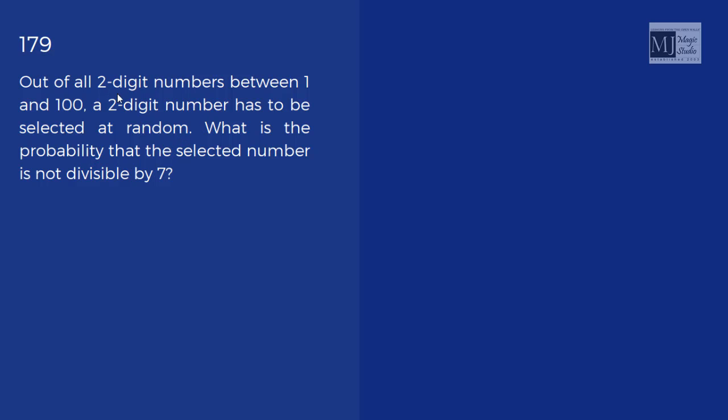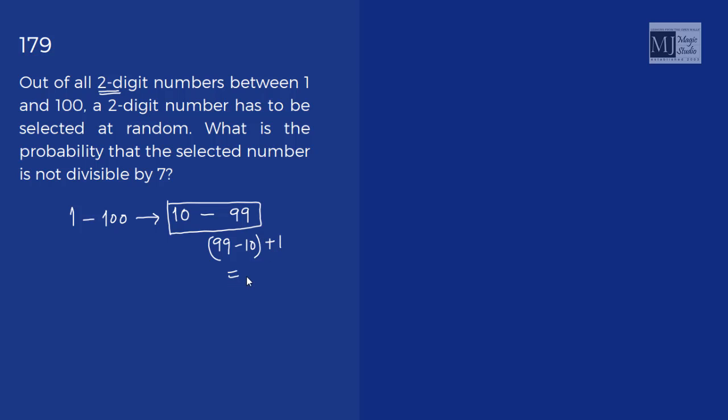Out of all 2-digit numbers between 1 and 100, when it is 2-digit numbers between 1 and 100, actually the effective numbers are from 10 to 99. Now how many numbers are there between 10 to 99? 99 minus 10 plus 1, that is 90 numbers. So we have got 90 numbers which are of 2 digits from 1 to 100.